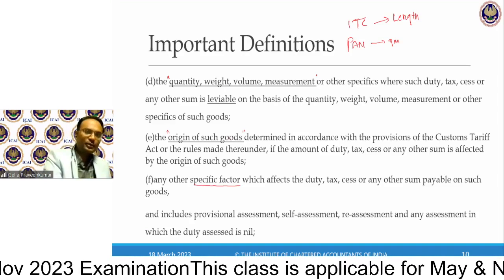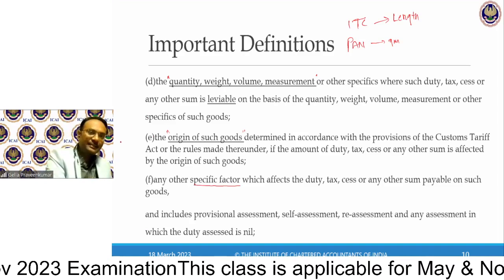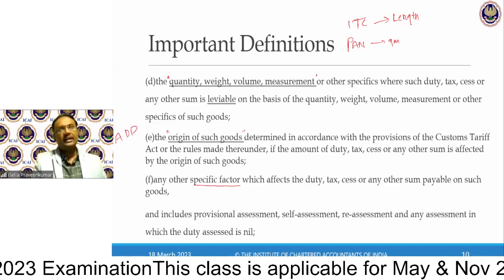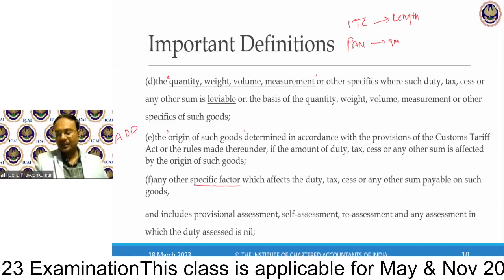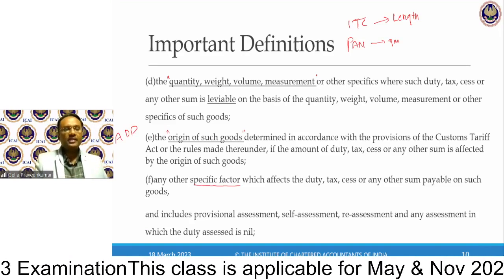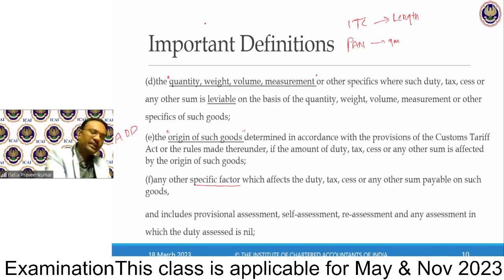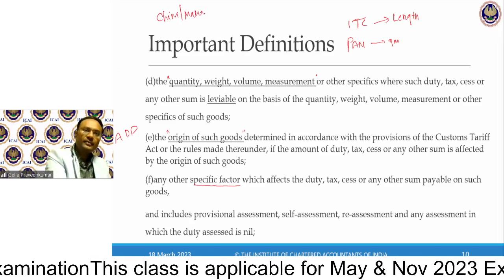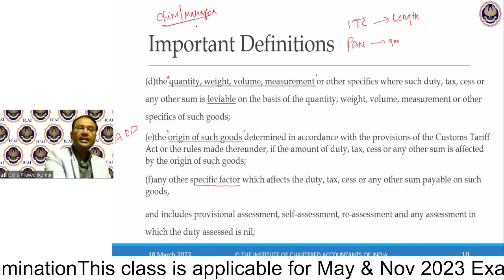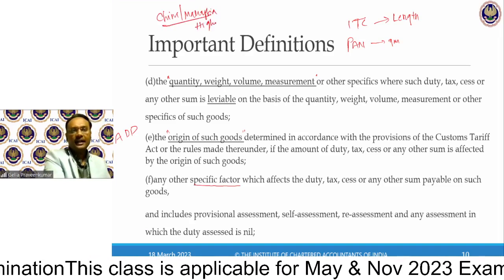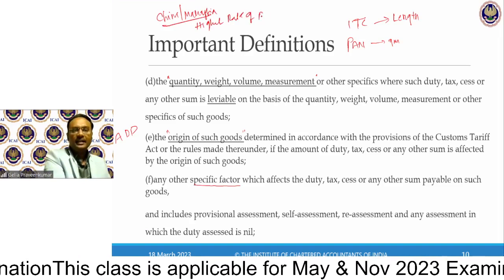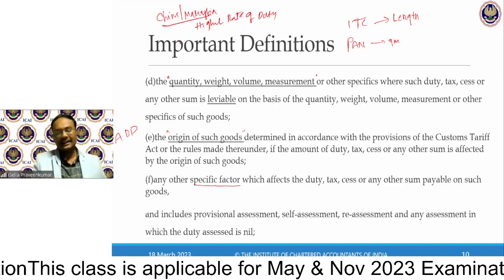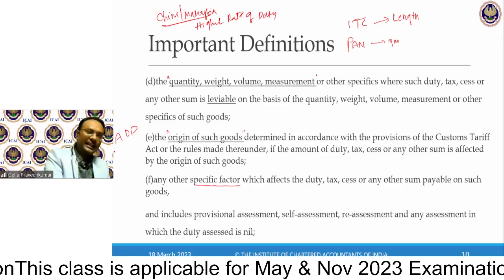Next point is the origin of goods. There is something called anti-dumping duty. A very classic example: during COVID time, many of the goods imported from either China or Malaysia were subjected to a higher rate of duty. In the next class, I'll explain in detail what all duties are there under customs law, and one of them is anti-dumping duty.